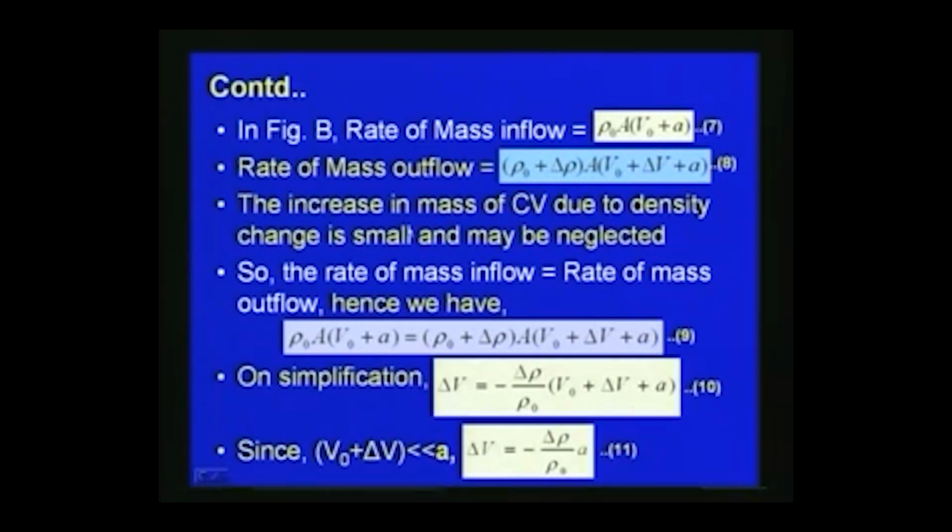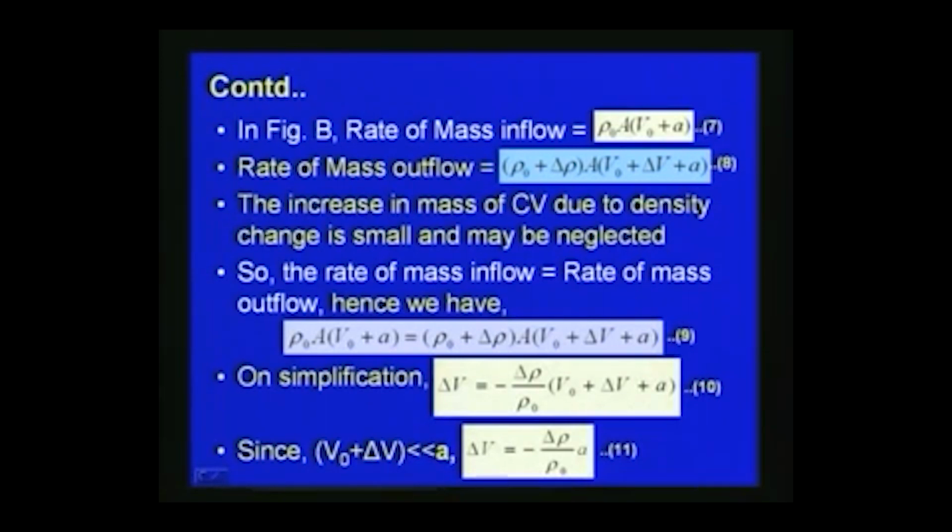as in equation number 8. Now, the increase in mass of the control volume due to density change is small and may be neglected, so that the rate of mass inflow is equal to the rate of mass outflow. With the small control volume which we consider between section 1 and 2 in the pipe or the closed conduit, the rate of increase or decrease of mass will be much less. So, we can equate the rate of mass inflow to the rate of mass outflow.